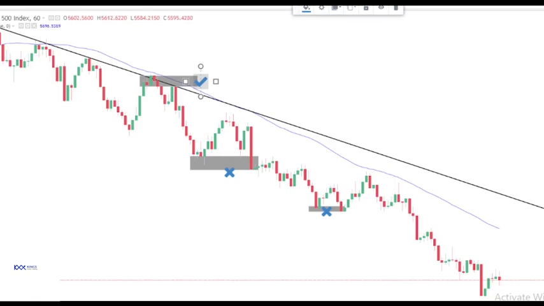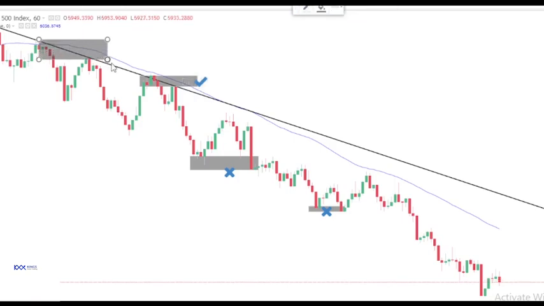Now we have another one right here. We are still going to take that trade because we have our M pattern at that zone.